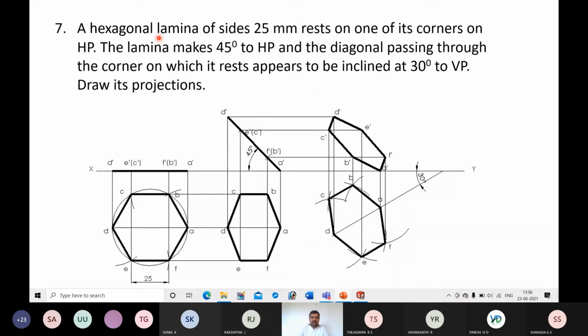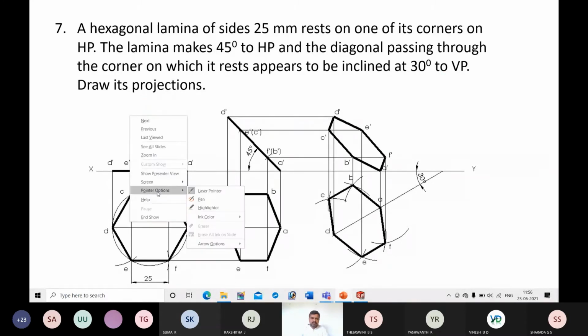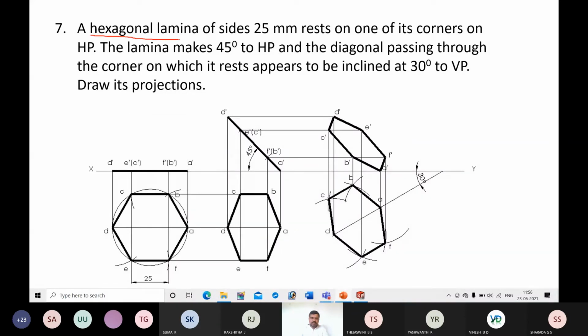A hexagonal lamina of sides 25 mm rests on one of its corners on HP. The lamina makes 45 degree to HP and the diagonal passing through the corner on which it rests appears to be inclined at 30 degree to VP. Draw its projections. Here also, after reading the problem, you should identify the given lamina. It is a hexagonal lamina. Next, whether it is resting on HP or VP. It is resting on one of its corners on HP. Whether it is resting on side or corner, that also you should identify.